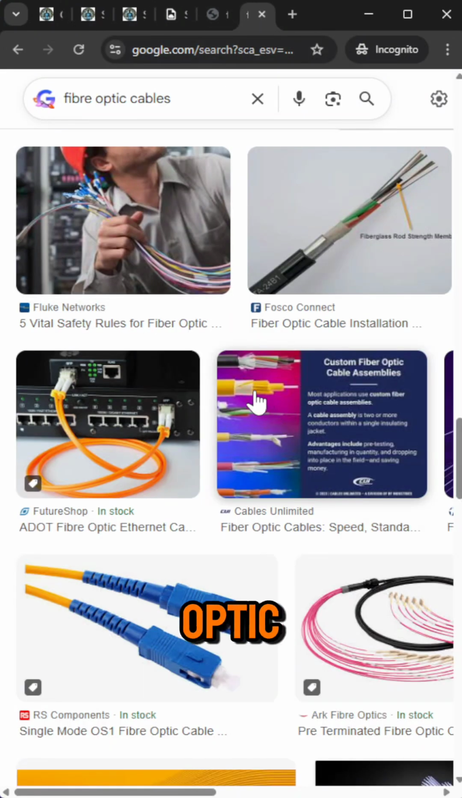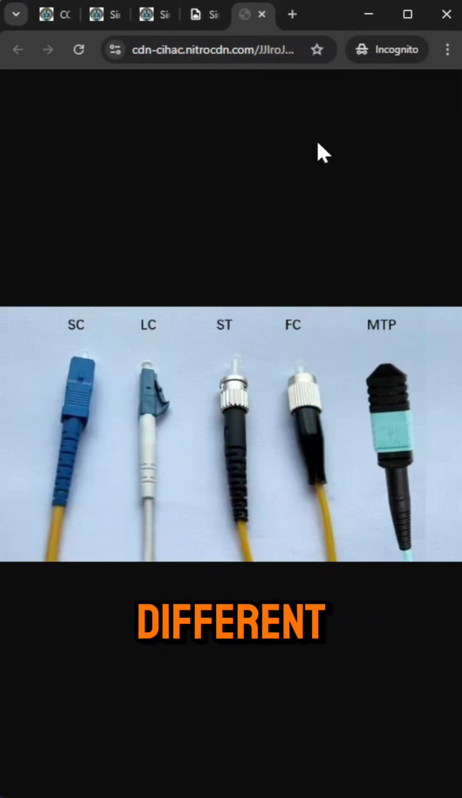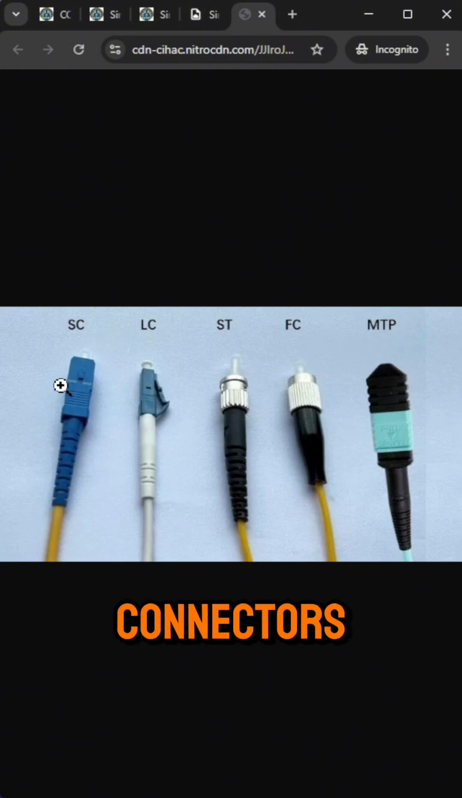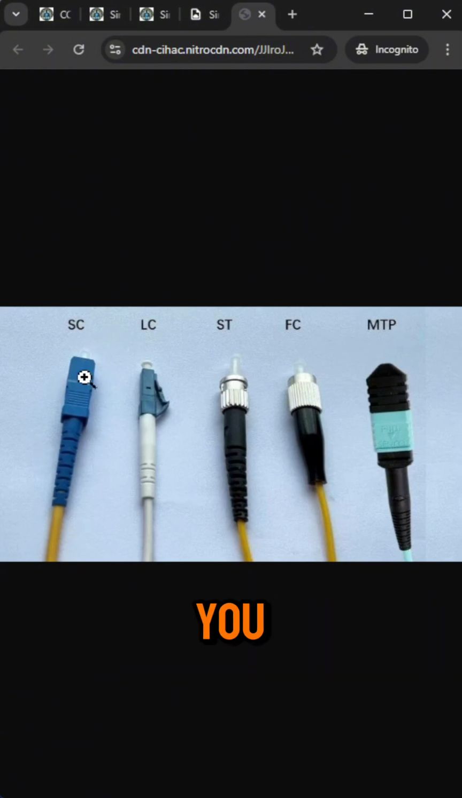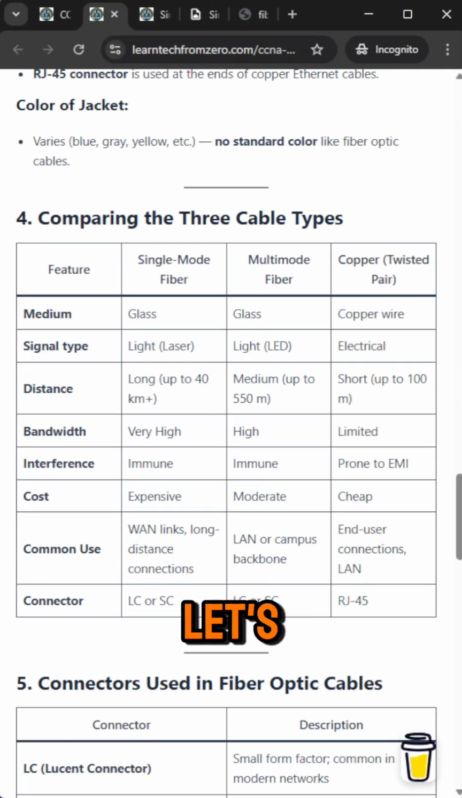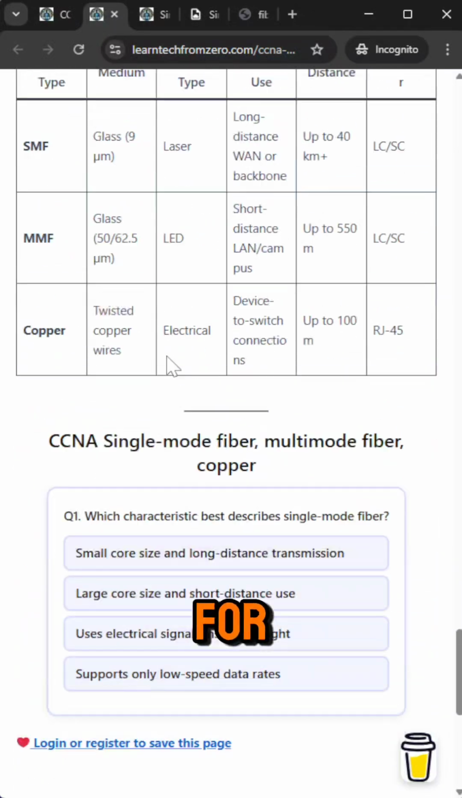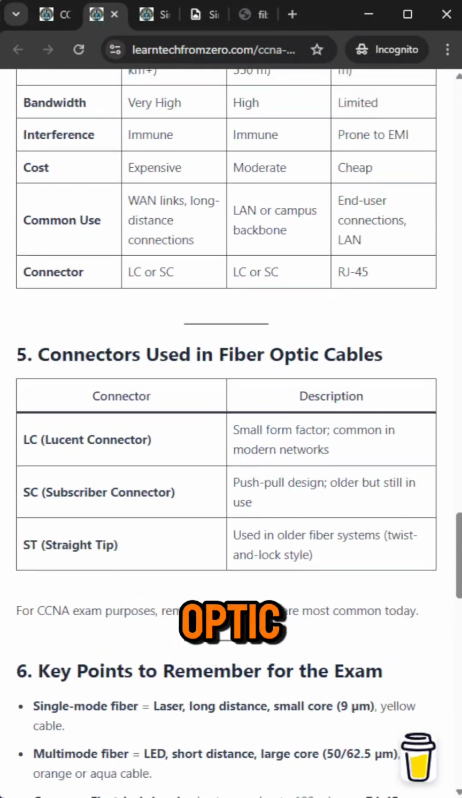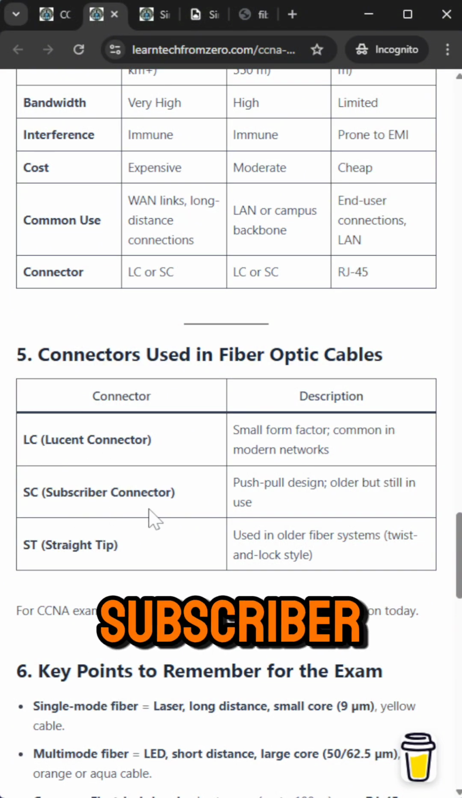And then fiber optic cables, you know them, and they have different types of connectors at the end. When we say connector, the connectors are at the end of the cable, and then it goes inside the physical port of a device. So what are the connectors that we have? For fiber optic connectors, we have LC and SC, Lucent connector and subscriber connector.